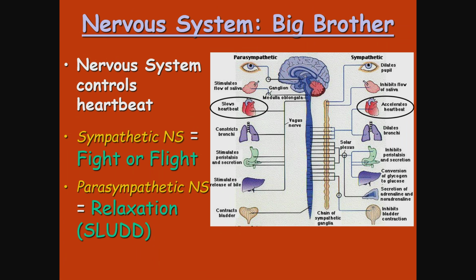Now, the nervous system is considered the big brother to the cardiovascular system because it controls the heartbeat. Remember, the vagus nerve is very important. If you look at this picture, the vagus nerve does a lot of things. One of them is dealing with heartbeat. The sympathetic nervous system, remember, is our fight or flight response. That's when we increase our heart rate so that we can either fight or flee. And the parasympathetic nervous system, remember, deals with relaxing, SLUDD: salivation, lacrimation, urination, digestion, defecation. It will slow everything back down.